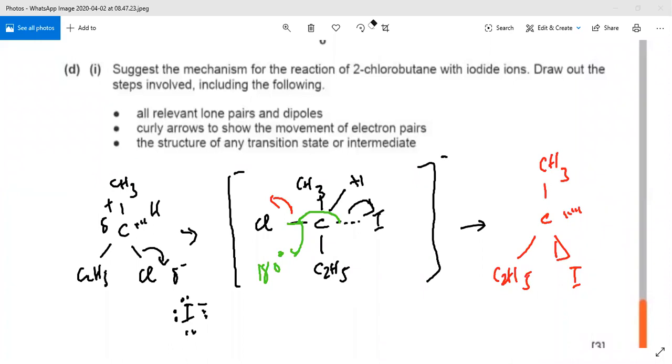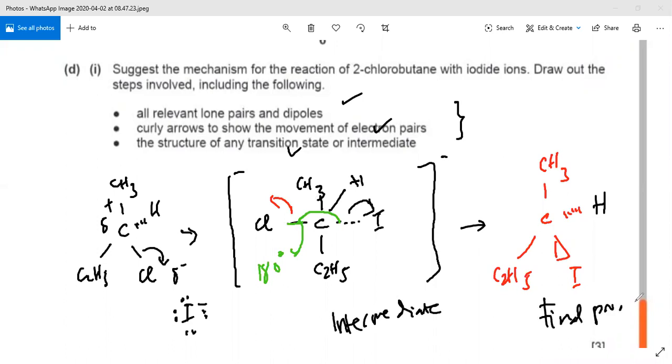All right. So you might use SN1 or SN2. It is okay as long as you fulfill this requirement: lone pairs and dipoles, movement of curly arrows, and then any transition state. So this is actually the intermediate state. So this is actually the final product. Okay, so this is actually SN2 because you only have one step. So you only have this transition.